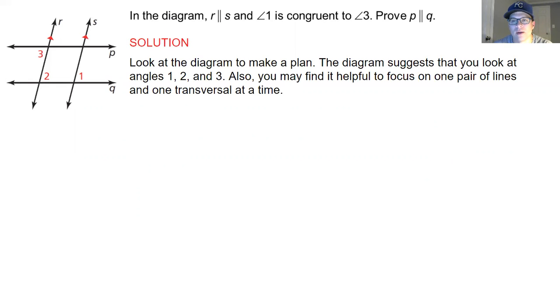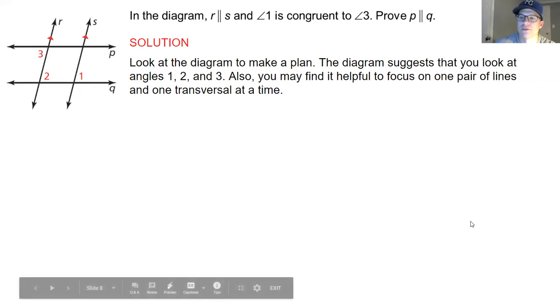We're going to look at the diagram and make a plan. The diagram suggests that we're going to look at angles 1, 2, and 3, and we may be able to focus on just one pair of lines and one transversal at a time. It kind of looks like a tic-tac-toe board right now. But if you imagine only looking at R, S, and Q, that will give you your 1 and 2. And then if we look at P, Q, and R, that would help us with pairs 2 and 3 for our alternate interior angles.